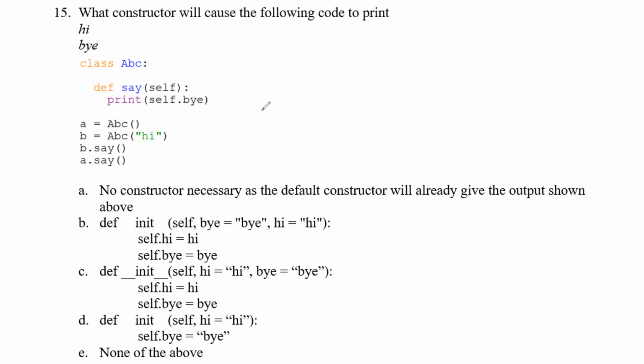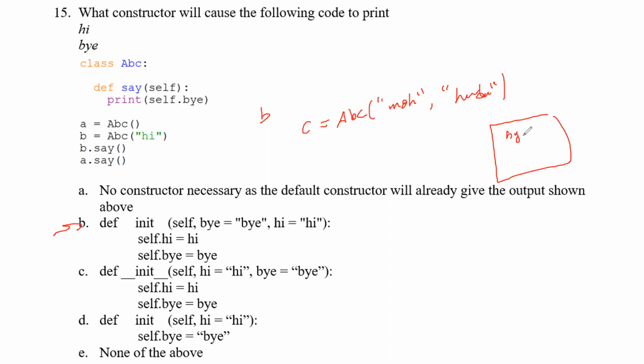If I say, for example, let's say C equals ABC, and let's say MOH, HUDA. What's going to happen now? Inside C, depending on this constructor, I will have two variables, one called by and one called hi. By is going to be the first argument. If I don't send anything, it's going to take the default word. But I have sent something, so by is going to be MOH.